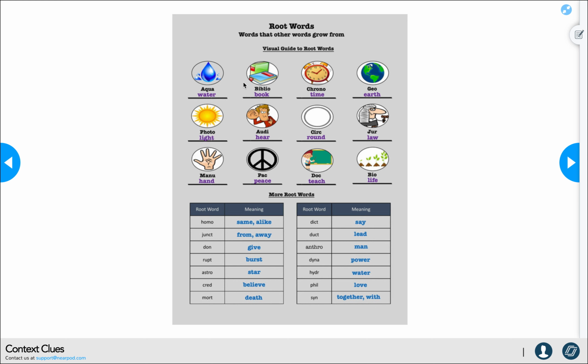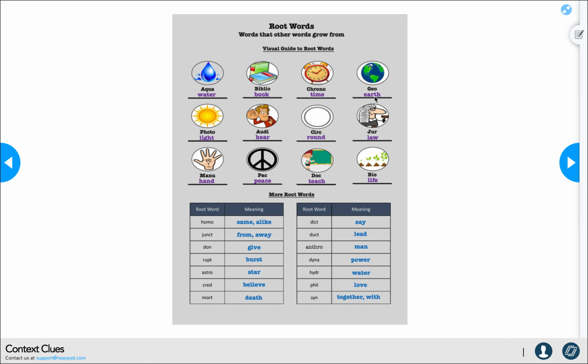Biblio, okay? I'm a bibliophile. I love books. That's what bibliophile means. It means I love books. Hint, hint, you're probably going to see that later. Chrono means time. So when you put things in chronological order, you put them in order by date. So the very first date to the most recent date.